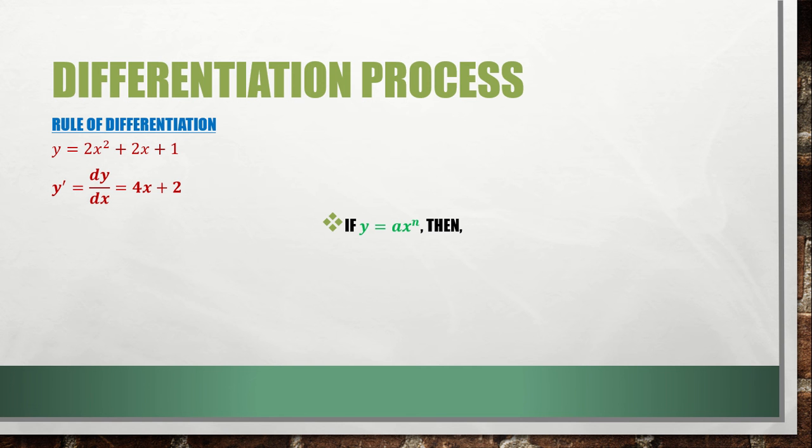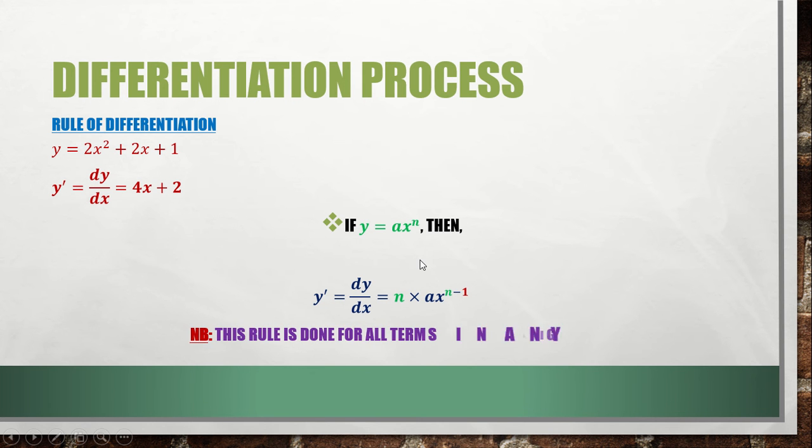But what I was simply trying to labor is, I believe you see that to get 4x, the coefficient is multiplied by the original power, then that power reduces by 1, coming to 4x. Then the same thing applies to all the other terms. So if y = ax to the power n, then the derivative will be what I was explaining: the original power multiplied by the coefficient of x, and then the power of x reduces by 1. NB: this rule is done for all terms in any given equation.